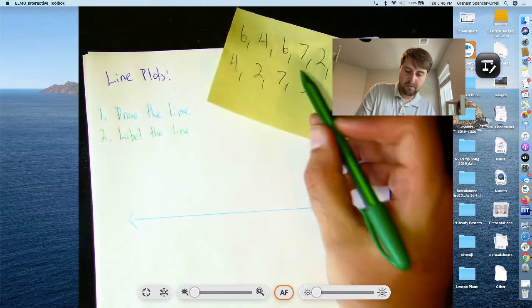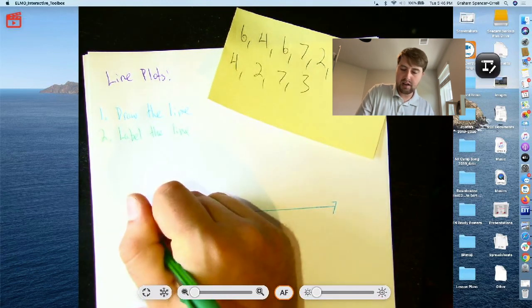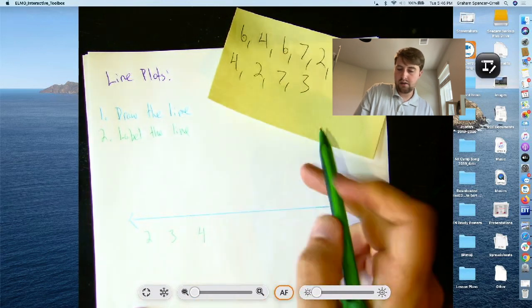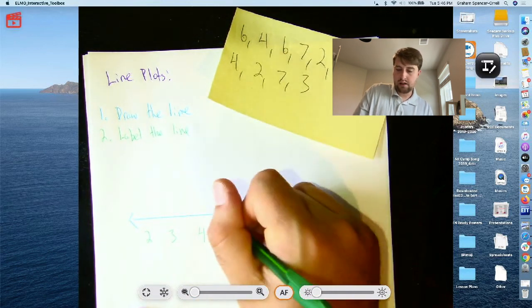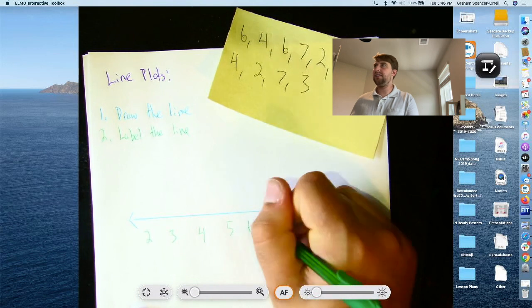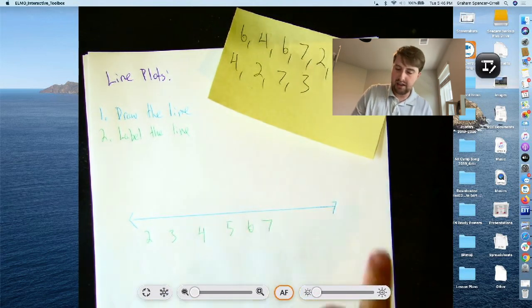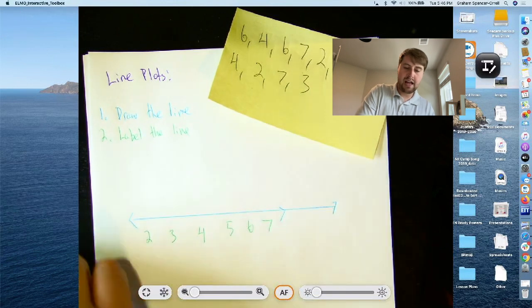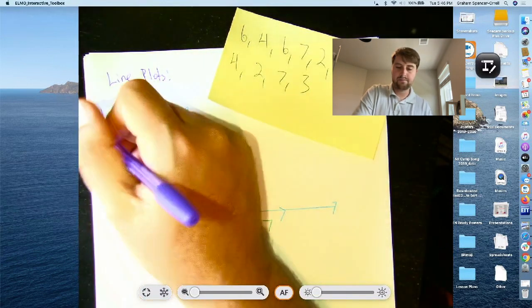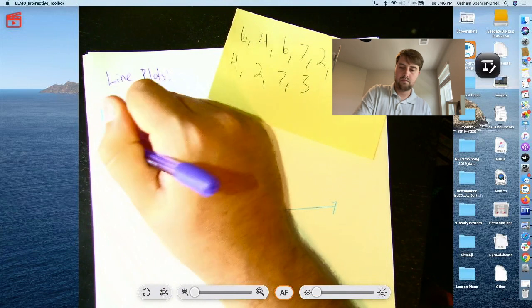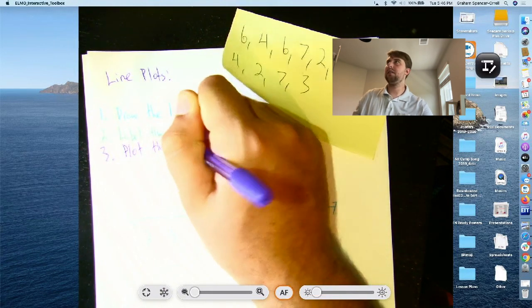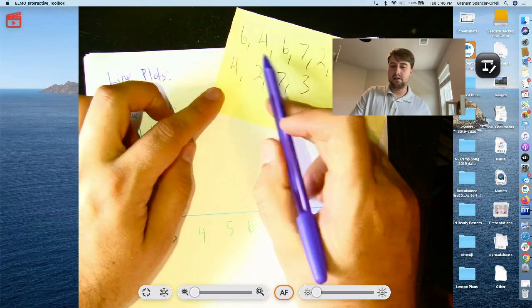So I'm gonna start here, 2. And we're not gonna skip any, even though I know there are no 5s in here, we're still going to have a 5 in there. I guess my line didn't need to be quite that long, so I'll cut it back here. And then our third step is going to be to plot our data. That's where we just put an X on the line over each number as it occurs. So I'm just gonna go through these.